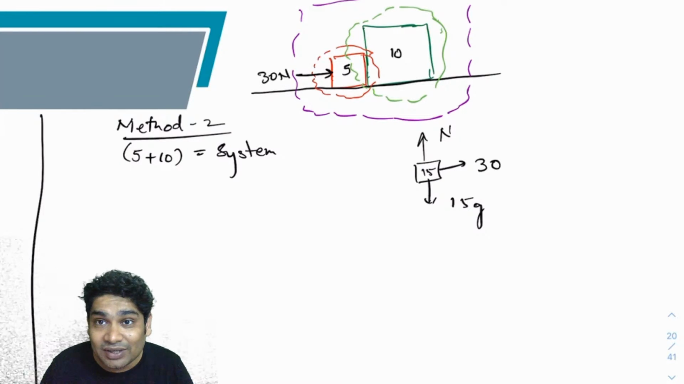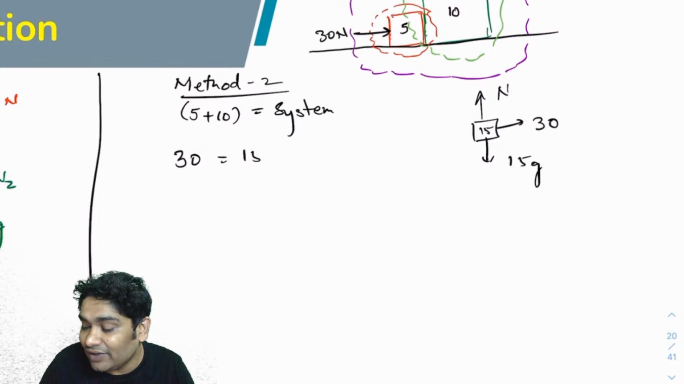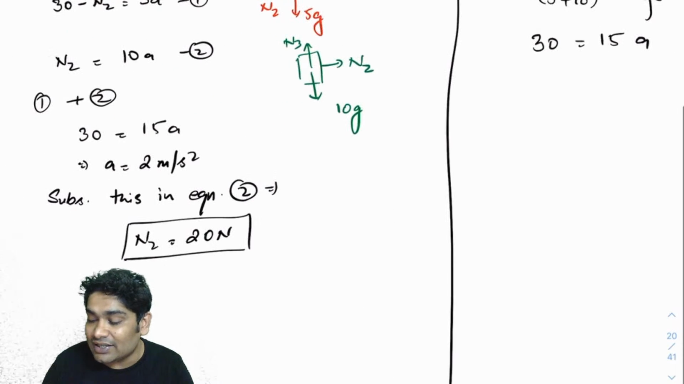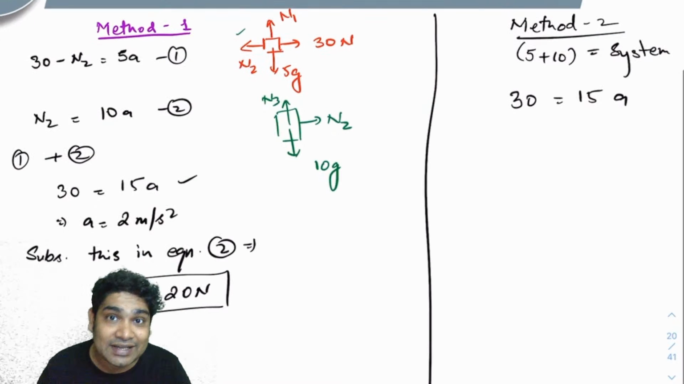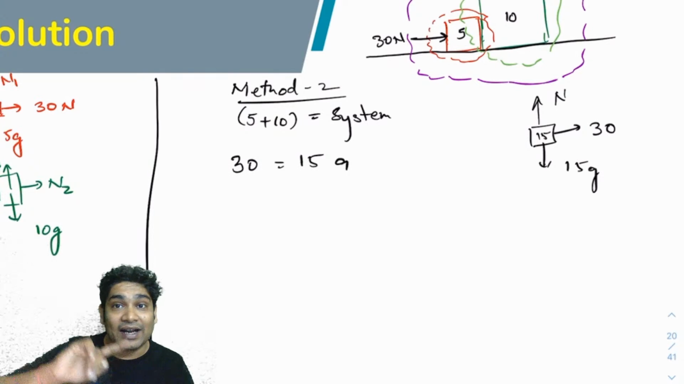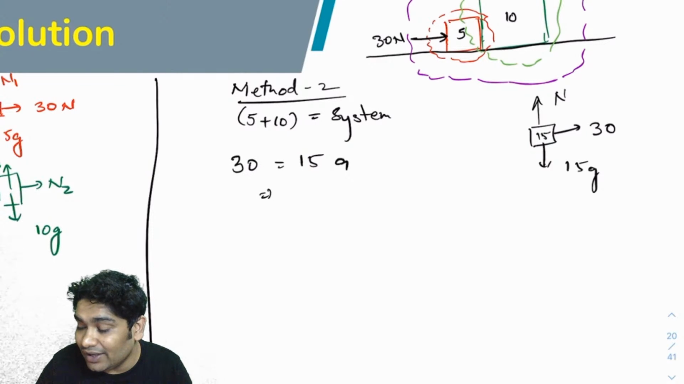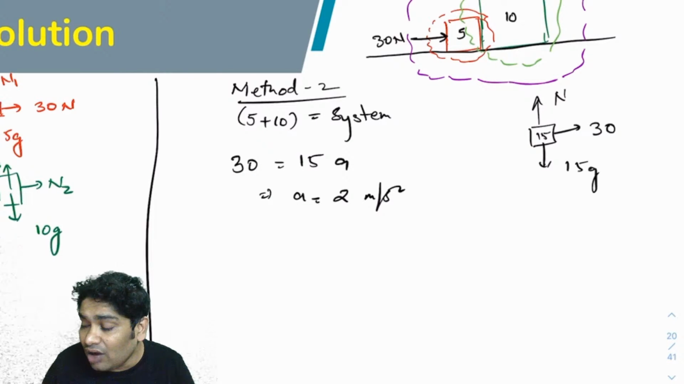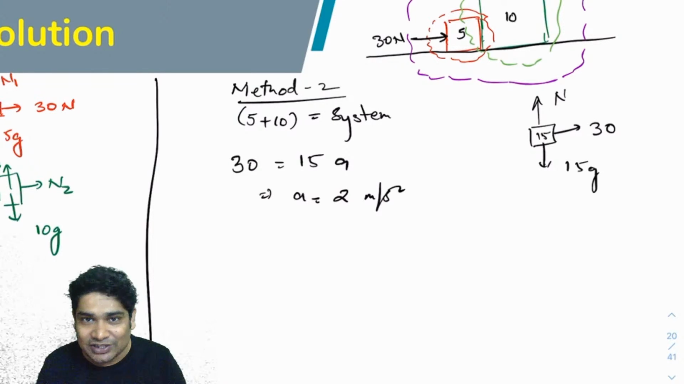So now it is very, very simple. From here you can directly say 30 equals 15a, which you got in the third step earlier. You realize something that you got after making two FBDs and in the third equation, you are getting here by making one FBD and in the first equation. So that reduces your time of calculation. From here you already get A equals 2 meter per second square. Now, of course, because you have to find the force between them, you have to separate them.